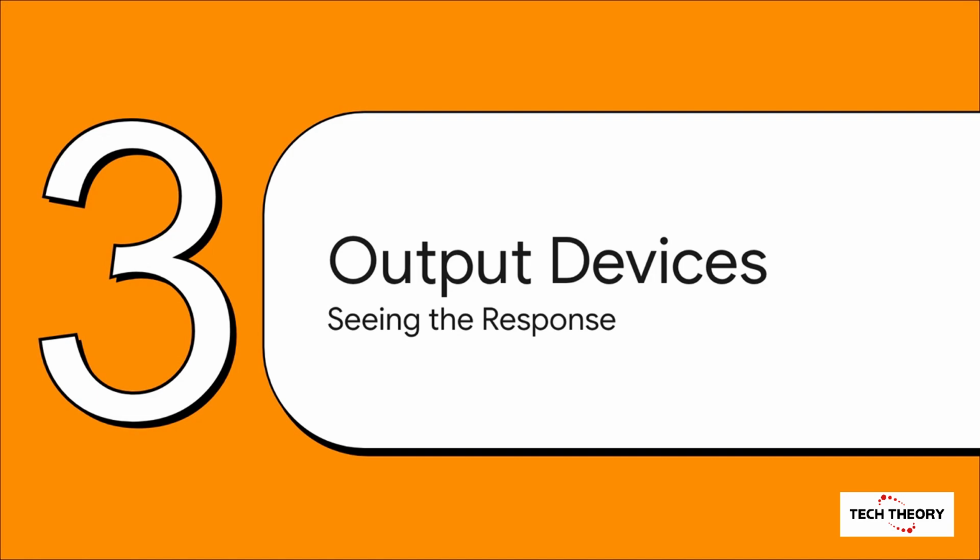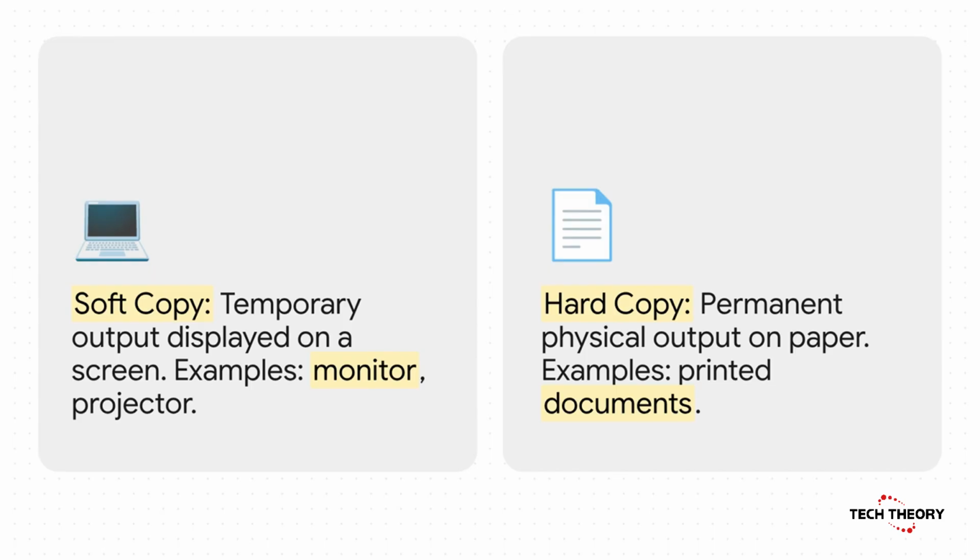Okay, so we've totally covered how we talk to the computer, but the conversation is a 2-way street, right? So how does it talk back to us? This is where output devices enter the picture. Now, when the computer replies, its response usually comes in one of 2 main flavors. First, you've got soft copy. Think of this as anything temporary and digital that you see on a screen. But when you need a permanent, physical version, that's a hard copy, something you can actually hold in your hand, like a printed photo. The real difference here is permanence.